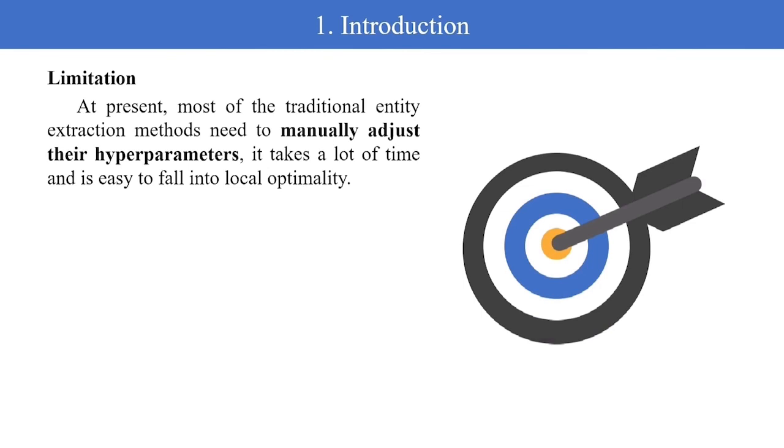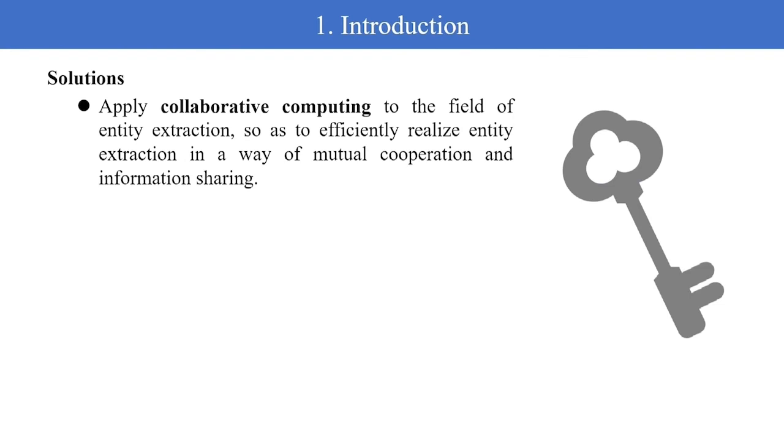However, most of the traditional entity extraction methods need to manually adjust their hyperparameters. It takes a lot of time and it's easy to fall into local optimality. To avoid such limitations, we propose a novel scheme to extract named entities, where the model hyperparameters are automatically adjusted to improve the performance of entity extraction.